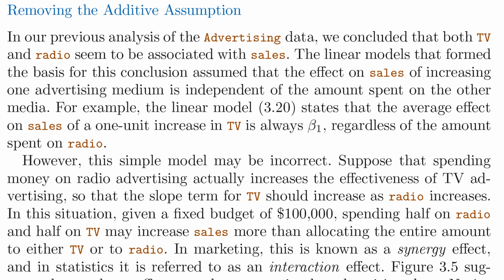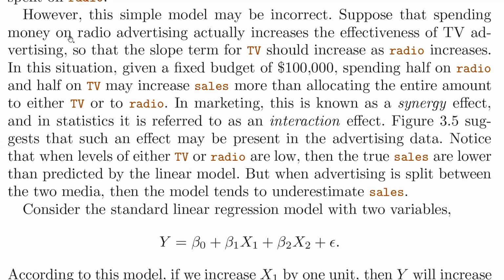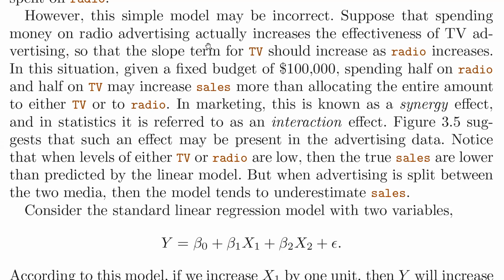For example, the linear model 3.20 states that the average effect on sales of a 1 unit increase in TV advertising is always beta 1, regardless of the amount spent on radio. However, this simple model may be incorrect. Suppose that spending money on radio advertising actually increases the effectiveness of TV advertising, so that the slope term for TV should increase as radio increases. In this situation, given a fixed budget of 100K, spending half on radio and half on TV may increase sales more than allocating the entire amount to either TV or to radio. In marketing, this is known as a synergy effect, and in statistics, it is referred to as an interaction effect.